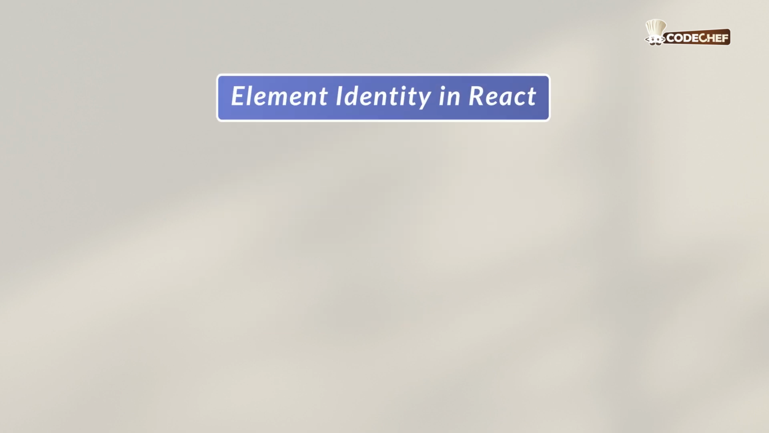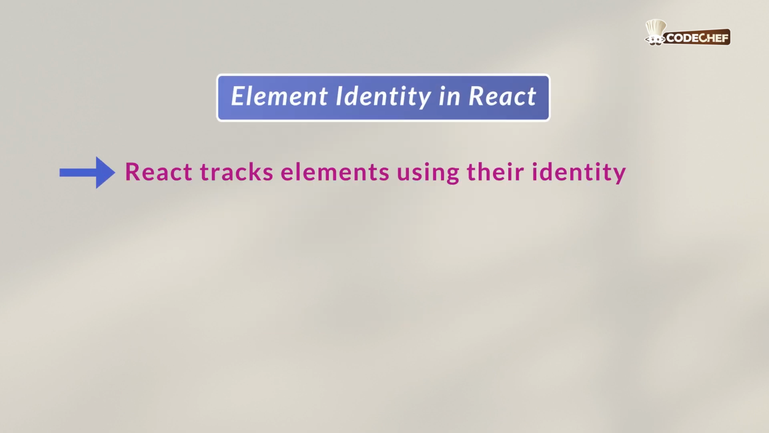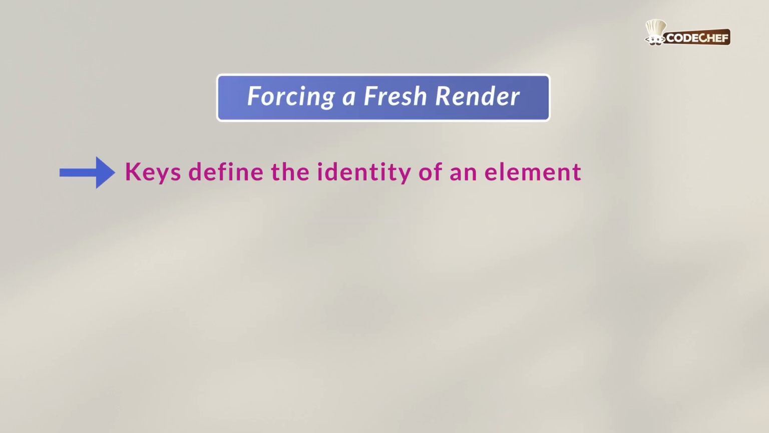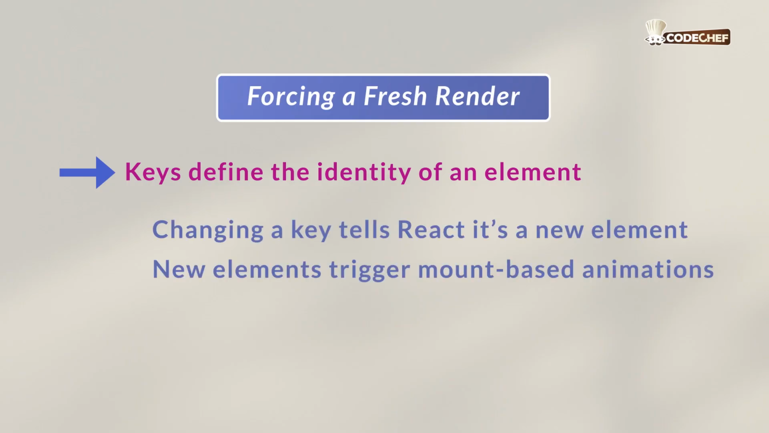React keeps track of elements using something called identity. Identity helps React decide whether to reuse an existing element or to create a new one. If React believes an element is the same as before, it will reuse it instead of replacing it. Now this is where keys become important. A key gives an element a unique identity. If the key changes, React treats it as a completely new element, not an update to the old one.